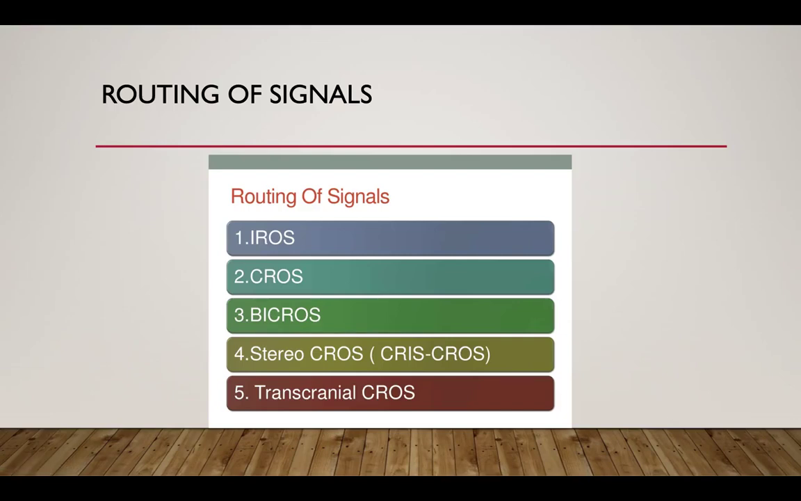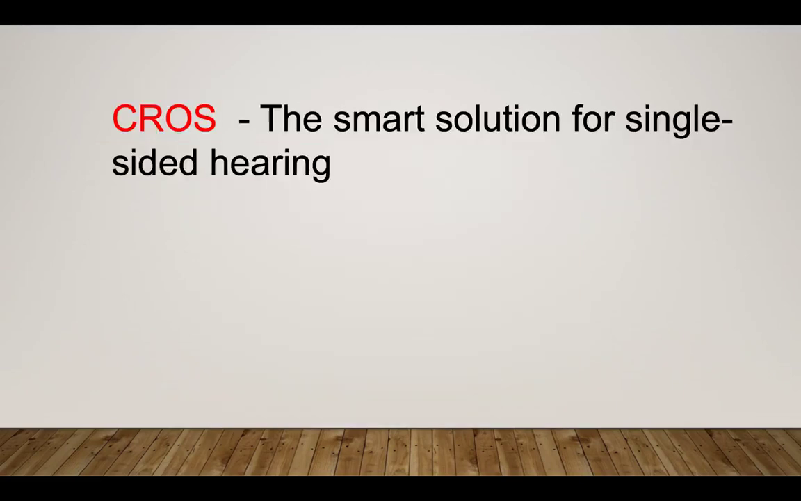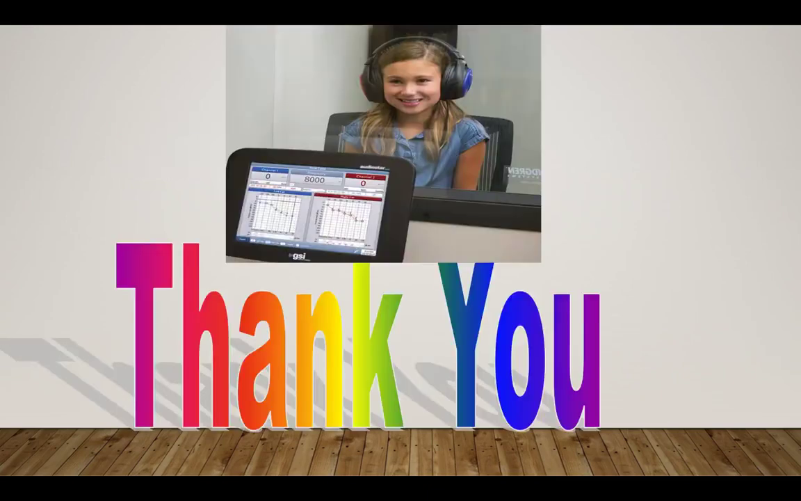Another type of hearing aid is the routing of signal, CROS and BiCROS. It is a smart solution for single-sided deafness. One of the solutions of single-sided deafness is contralateral routing of signal, CROS: a hearing aid with a microphone in the dead ear that transmits the signal wirelessly to the other ear.